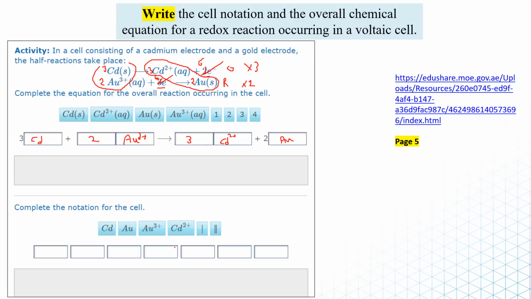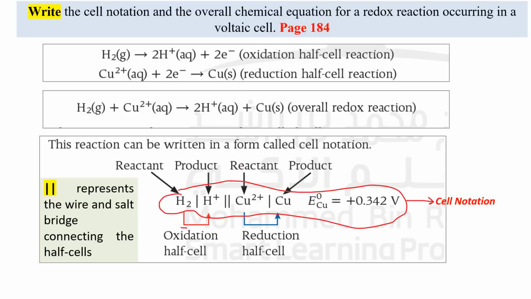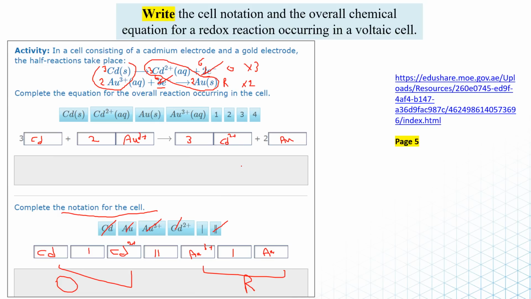Now to write the cell notation, I told you need to put 2 lines. First separate them, then 1 line here, 1 line here. And now you start, like in this place, you put the oxidation half. And here you put the reduction half. So what is oxidation? It's the first one. So you put Cd and then Cd plus 2, the reactant, then the product. And then here you put the reactant first, so Au plus 3 and then Au, because it's the product in here. So this is the oxidation half and the reduction half, and this is the cell notation. So this is what we covered here. Okay, this one is just another example.